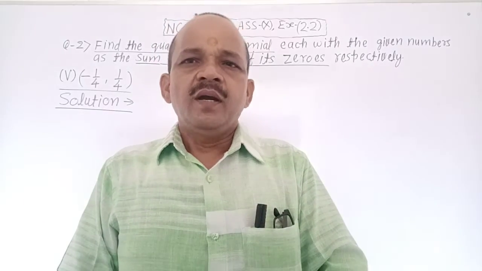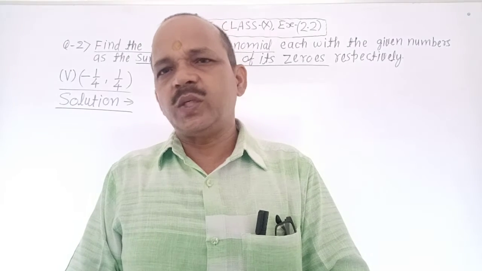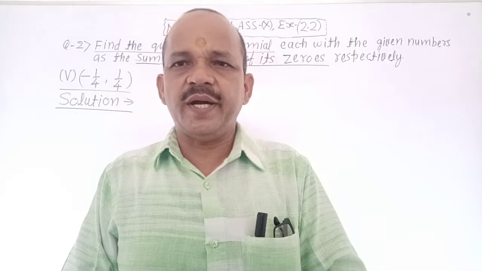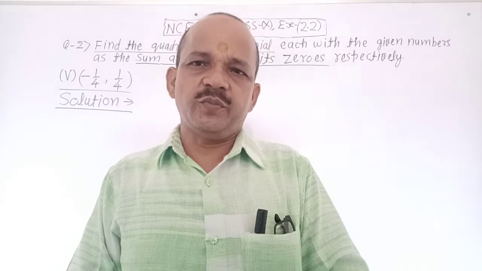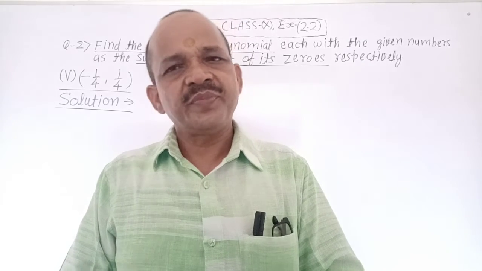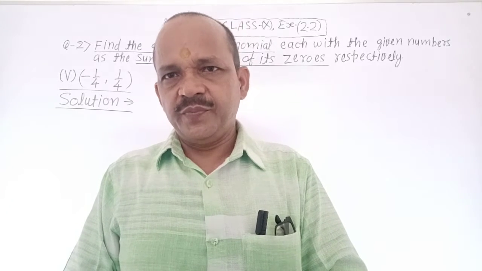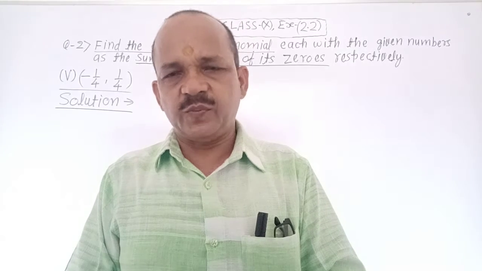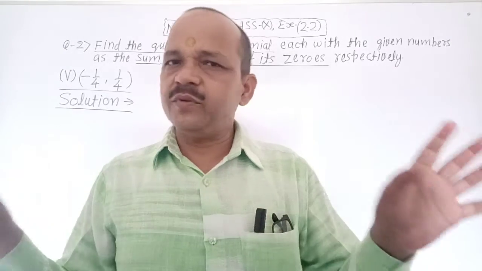Very good. Form of linear polynomial is ax plus b equal to 0. Form of quadratic polynomial is ax square plus bx plus c equal to 0. Form of cubic polynomial is ax cube plus bx square plus cx plus d equal to 0. Form of biquadratic polynomial is ax power 4 plus bx cube plus cx square plus dx plus e equal to 0. It is clear, no confusion about it.